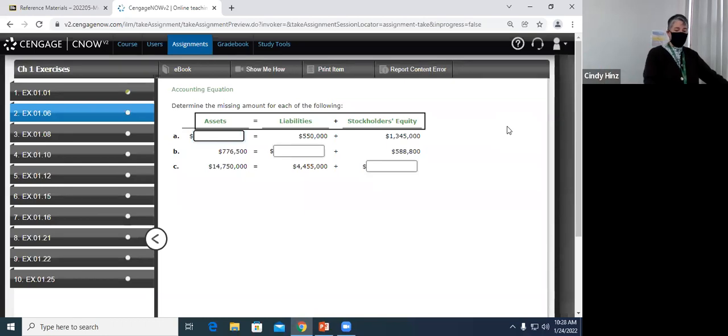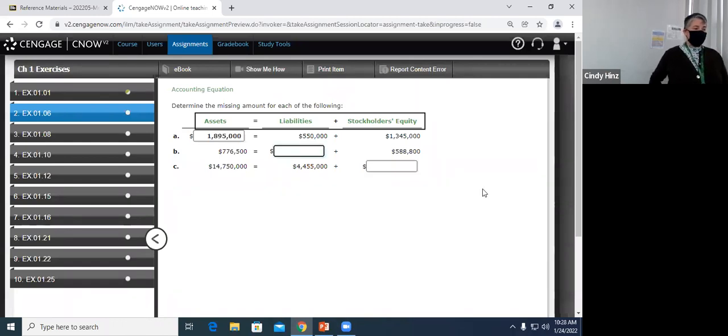550,000 plus 1,345,000 is $1,895,000. Everyone agree with that? So we could find the total assets because we knew the value of the other two pieces. Again, it's never going to be the case that we know the liabilities and the equity, and we have to find the assets. That's not how it works. But this type of exercise is helping to reinforce this is an equation, they have to be equal.